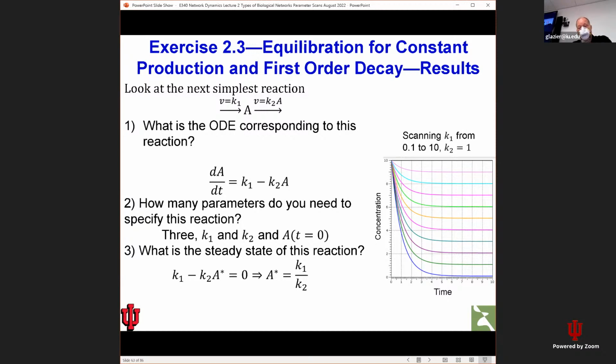In this particular case, I can figure that out by looking at it. In a more complex system, I might not be able to figure that out by just looking at it. And that's why I'd want to be able to do a parameter scan. I plotted this for different values of K1, and I've noticed exactly what you said, that the value changes, but the time of equilibration stays the same.